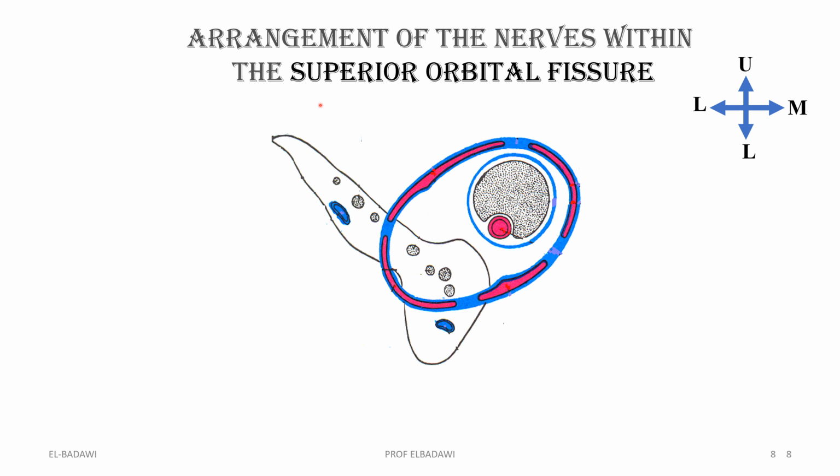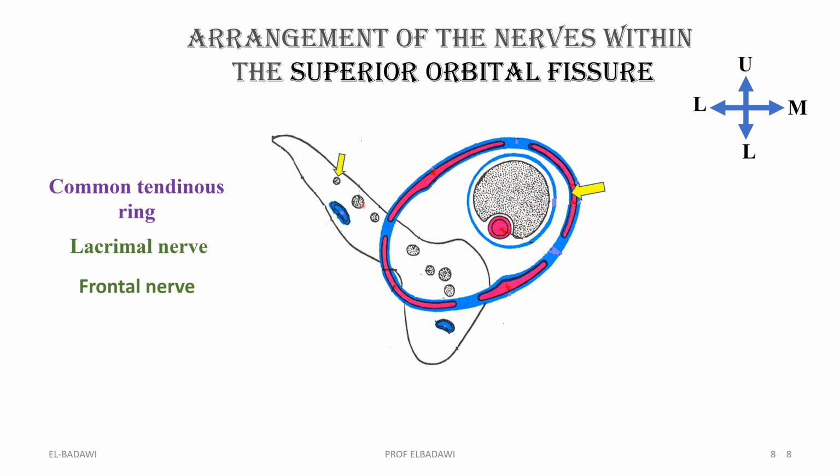Now, that is the nerves as they enter the orbit through the superior orbital fissure. From lateral to medial, that is what we call the tendinous ring. So that is the medial side, the lateral side. Start with the common tendon or common tendinous ring. Then this is the lacrimal. This is the frontal. And this is the trochlear outside the ring.